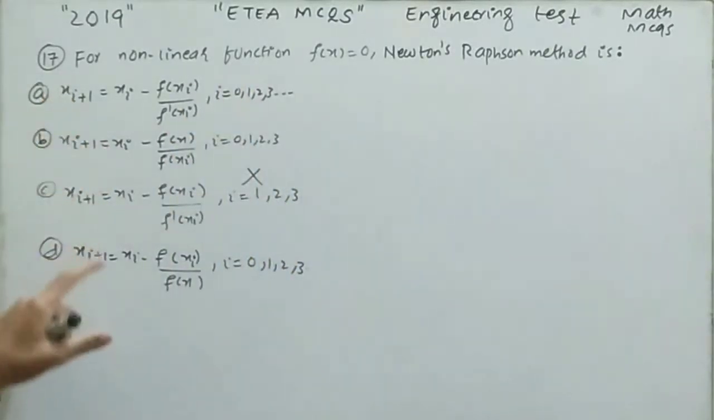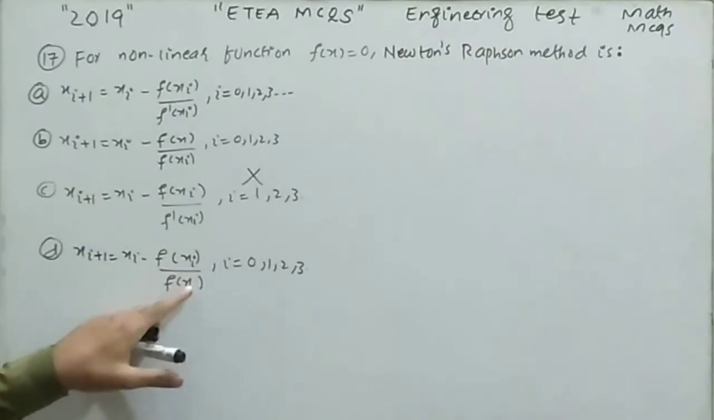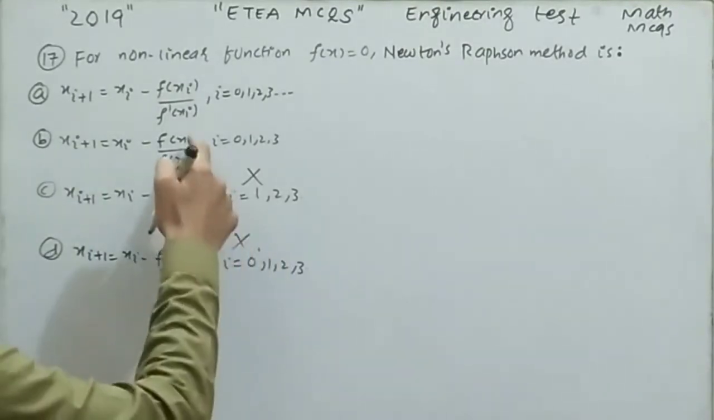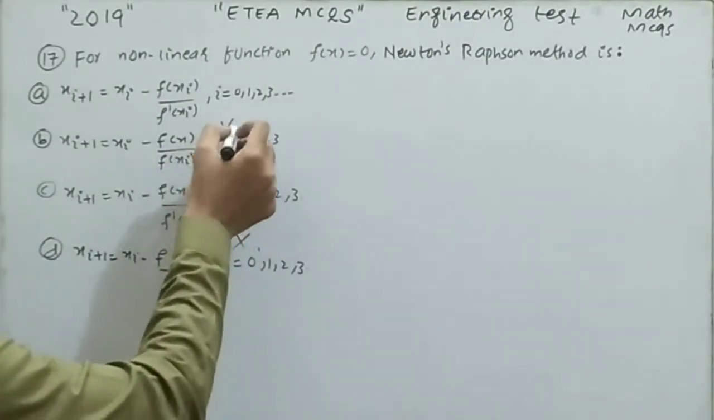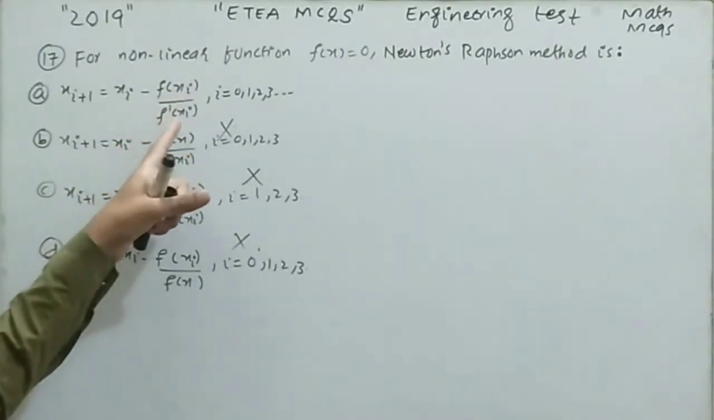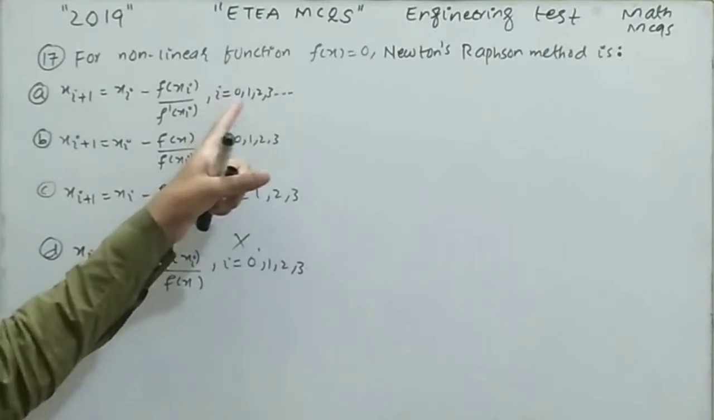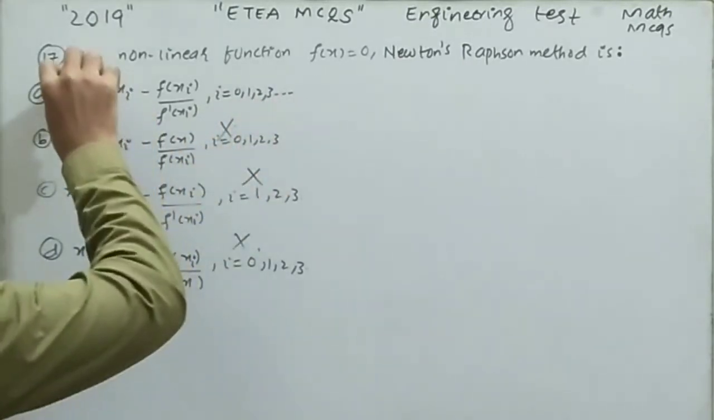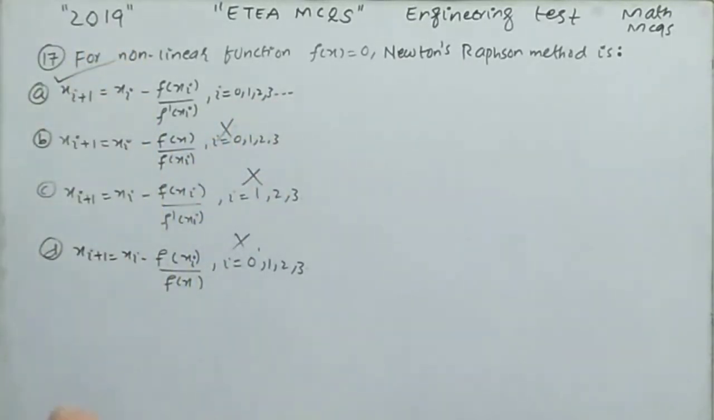Now in options A, B, C, over here we have f(x_i) by x, this is incorrect. And over here it is f(x) over f(x_i), this is also incorrect. The correct option for this MCQ is x_i minus f(x_i) over f'(x_i), where i must start from 0, 1, 2, 3. So the correct option for this MCQ number 17 is option A.